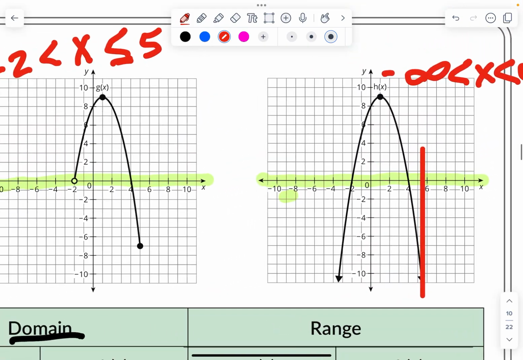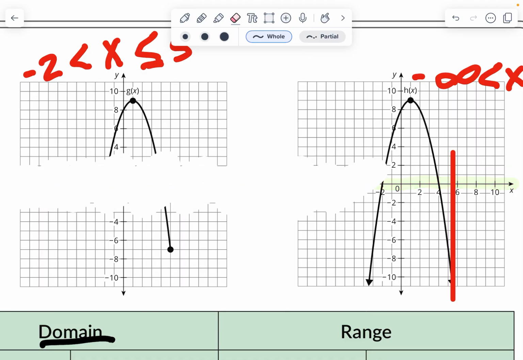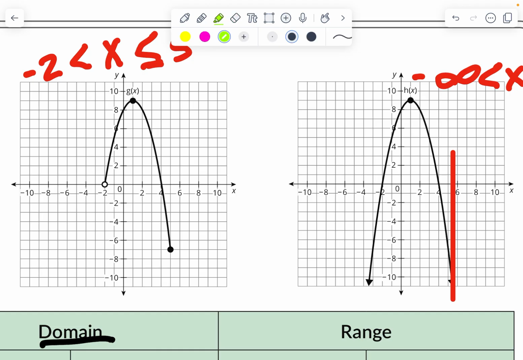So that's domain. Now, I'm going to change colors on us. In fact, I'm going to take off the green highlighter altogether. Let me hit my eraser, and let's erase this, and we're going to erase this, okay? So that's all erased. So now I need you to focus your attention on the y-axis. We're going to talk about range. This time you can only get your numbers from the y-axis. So I'm going to take this little line over here, and I'm going to get rid of it.